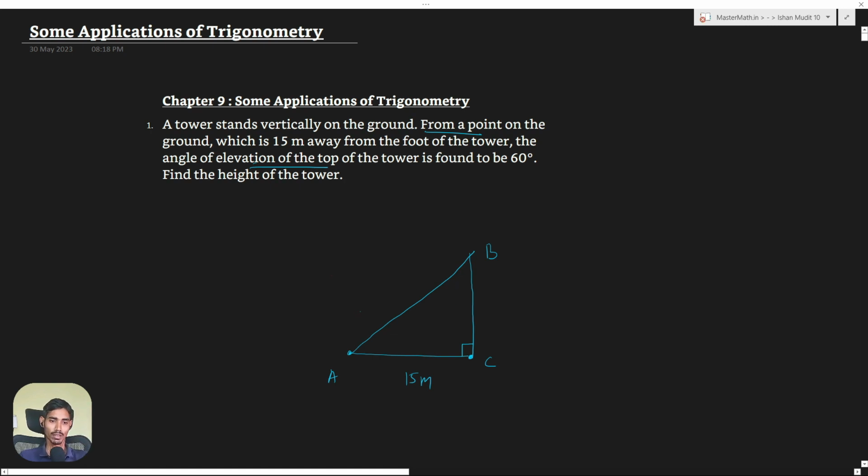So this is line of sight and this is our horizontal axis, AC. This is going to be the angle of elevation, which is 60 degrees, given to us. So now what we need to find is the height of the tower. Height of the tower means BC. This is what we need to find.